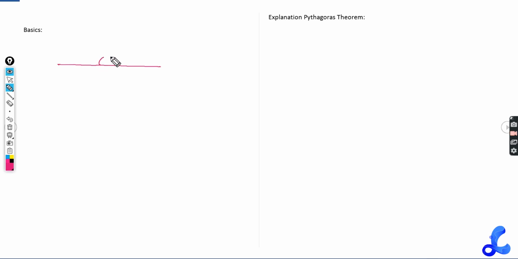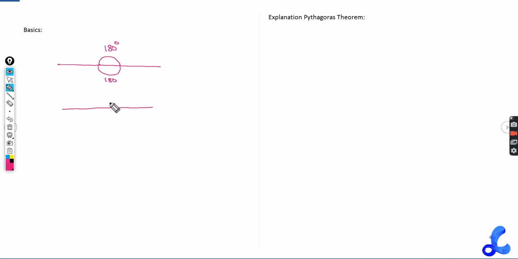a straight line is basically a 180 degree angle. If you make it into a circle, then 180 is below as well, so the whole thing is 360. A circle has a 360 degree angle, we already know that. So a straight line is a 180 degree angle.